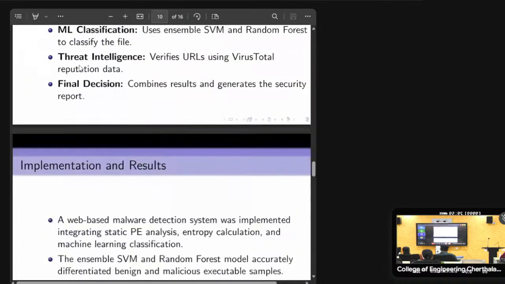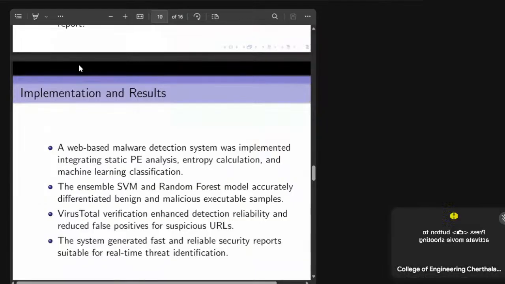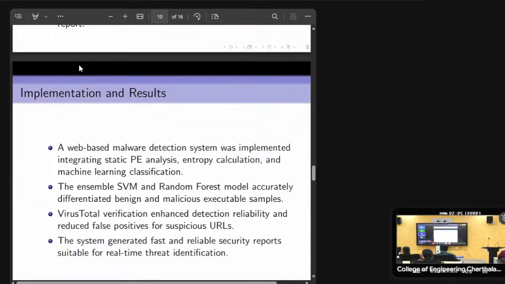Then the implementation. The system was developed as a web-based application using Python and Django. Static analysis is performed without executing the file. Pre-trained machine learning models are loaded for classification. For URLs, the system queries the VirusTotal API and retrieves reputation data.